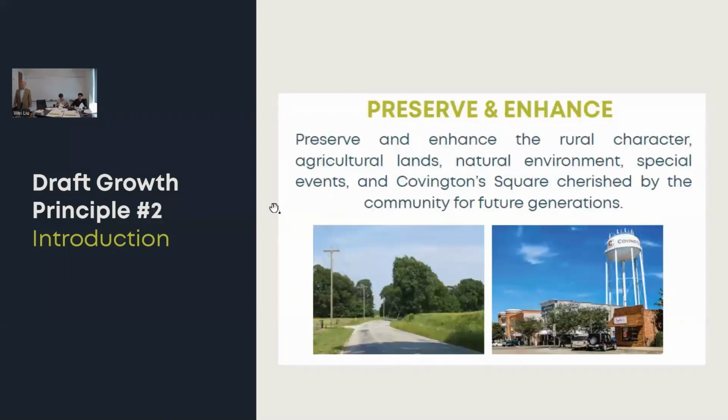Next slide. And sort of related to that is to preserve and enhance certain things. That could be related to, let's say, Covington Square that you see in the image below, or some of the rural character and scenery. So preserve and enhance the rural character, agricultural lands, natural environment, special events, it's also very important, brought up over and over. And Covington Square, which is cherished by the community for future generations.